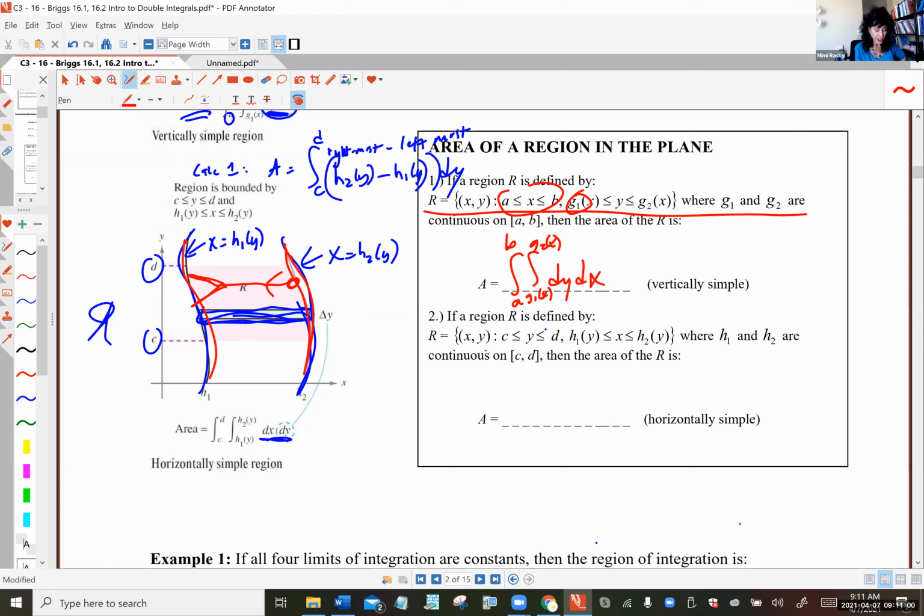And then if your region is defined in an alternate way, and they're using set notation here, and you're familiar with set notation, you've got the curly braces, and they're saying all ordered pairs x, y, such that y lies between the pure numbers c and d, so that'll be your outermost integral, and then x lies between, could be variable, h1 of y and h2 of y, and then you'll have dx dy be your order of integration. Okay, and we're done with kind of explaining, and now we're going to do some examples.